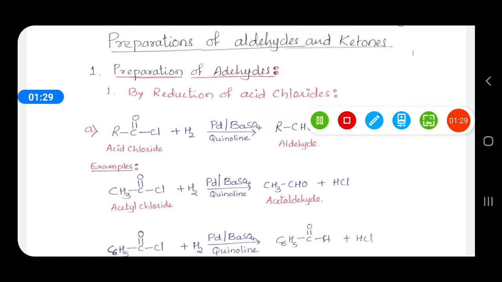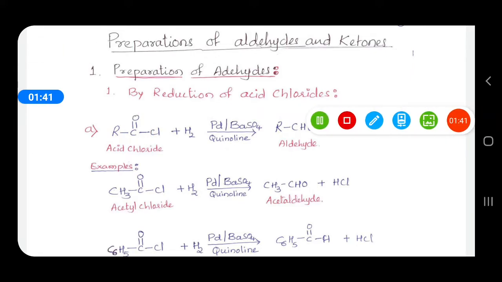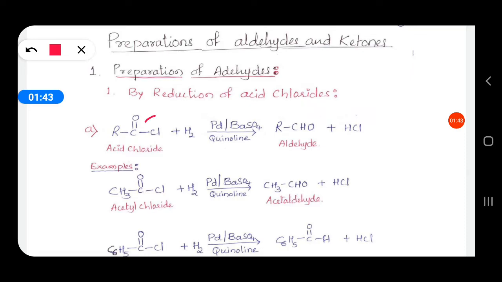In this group, the C double bond O, the C-Cl bond undergoes reduction. The bond breaks and hydrogen is added on both sides. So it becomes RCHO. Aldehyde is formed.